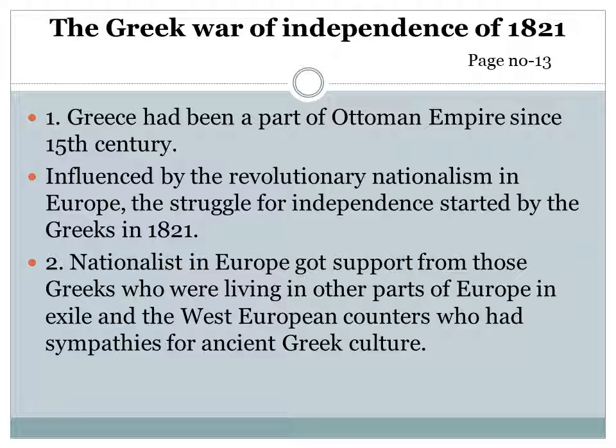The Greek War of Independence of 1821. Greece had been a part of the Ottoman Empire since the 15th century. Influenced by the revolutionary nationalism in Europe, the Greeks started their struggle for independence in 1821. Nationalists in Europe got support from those Greeks who were living in exile in other parts of Europe and from West European countries that had sympathies for ancient Greek culture.